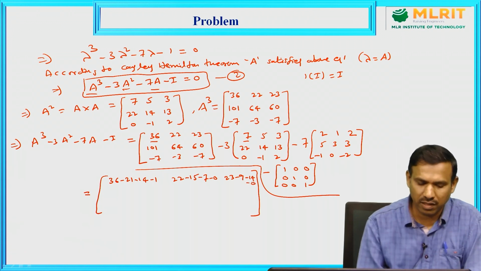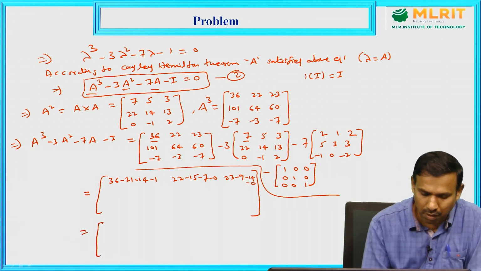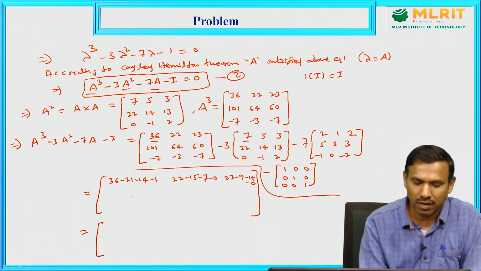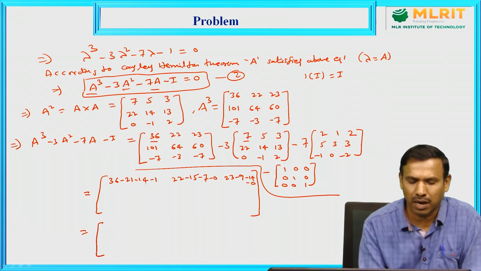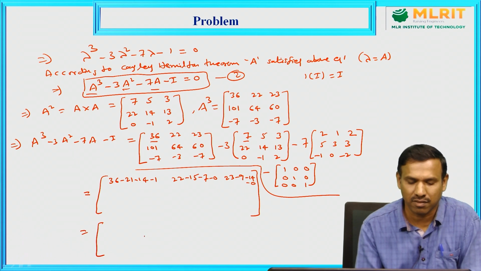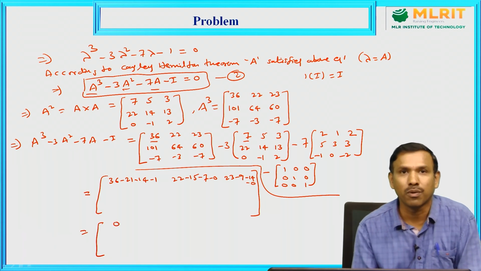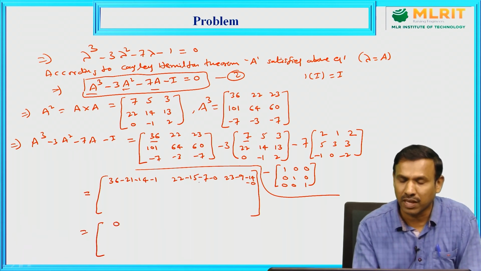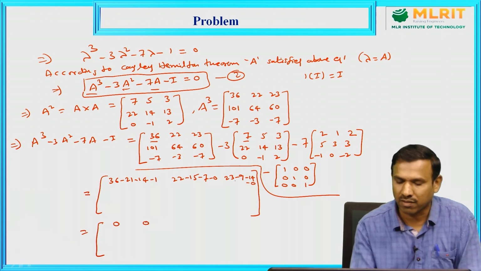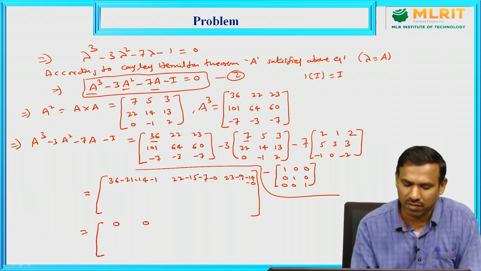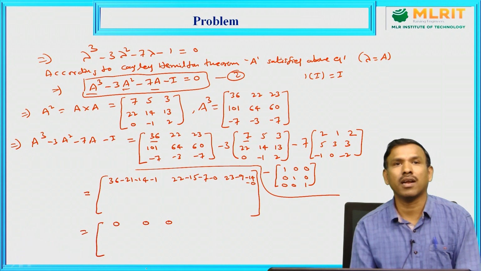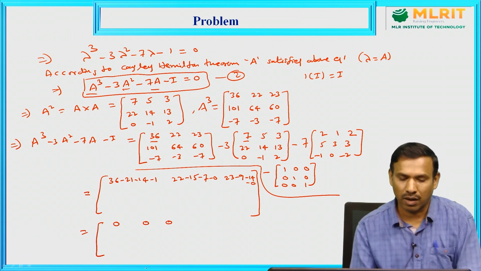Now let us check these values simply. Here I am not evaluating all, so you will understand. So 36 minus 21 minus 14 minus 1, that is 0. Second element 22 minus 15 minus 7, 0. Next 23 minus 14 minus 9, 0. See very clearly we are getting all values as null values, that is 0.